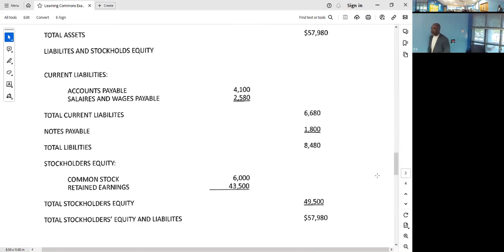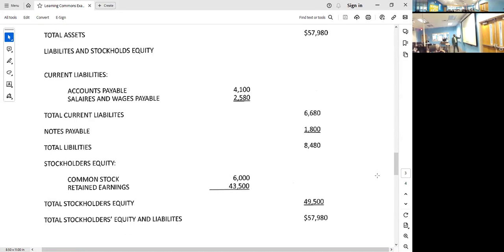You have your current liabilities, which are the accounts payable and the salaries and wages payable. Add those together, and it gives us total current liabilities of $6,680. And here we have the long-term note payable of 1,800. We add those up to give us total liabilities. Of course, you could have more current liabilities, and more non-current liabilities.